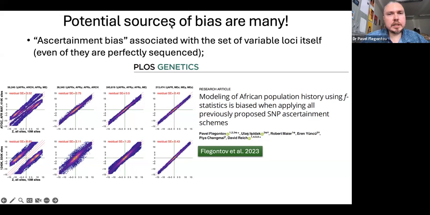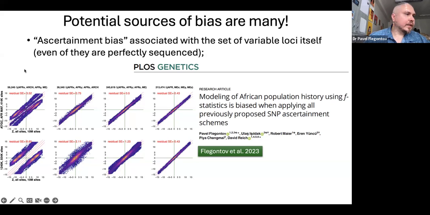F4 statistics just measure correlation of allele frequency differences in these 2 clades on the tree. Let's say we have here African X, archaic individual, African Y, and Middle Eastern individual, a group. And these 2 form clade 1, these 2 form clade 2. And an F4 statistic for a single locus is basically A minus B multiplied by C minus D, where A, B, C, D are allele frequencies at this locus in these 4 groups.